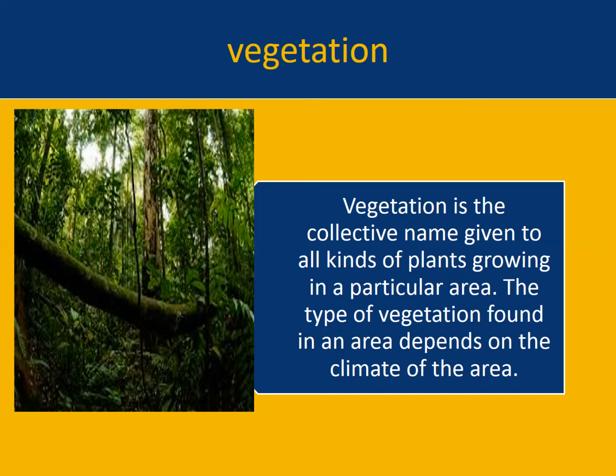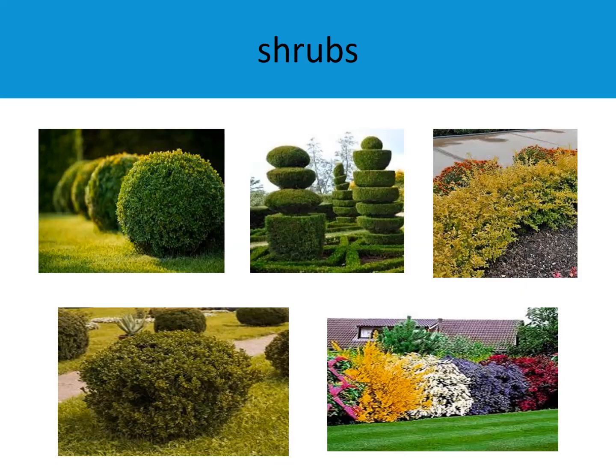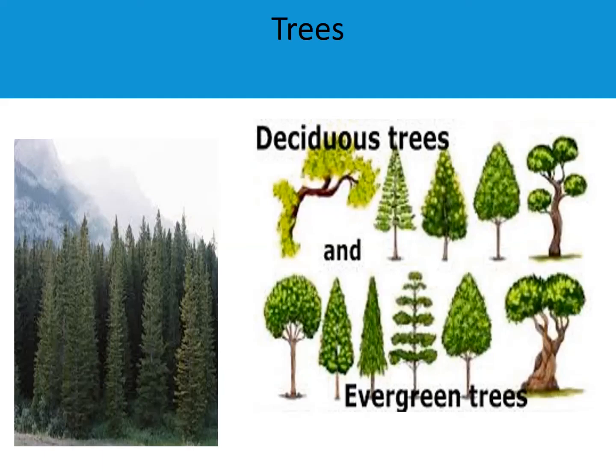So we find different types of vegetation in different areas, like grasses: cereal grass, lawn grasses, grazing grass, rushes, sedges, and bamboo. Then shrubs are also a type of vegetation, shrubs and bushes. Then deciduous trees and evergreen trees are also part of vegetation and found in different climatic zones.